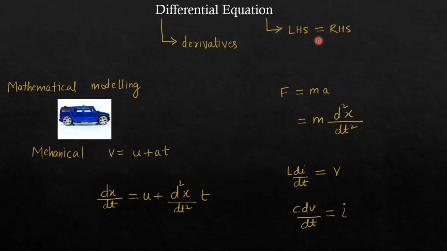Now let us see in what different category we can classify a differential equation. Broadly, it is classified into two categories. First one is ordinary differential equation, and the second one is partial differential equation. Okay, now what is meant by ordinary differential equation? Ordinary differential equation means all the derivatives are with respect to a single independent variable.